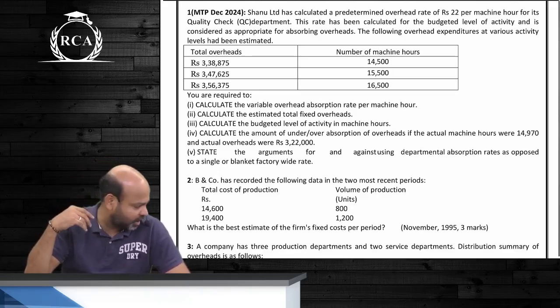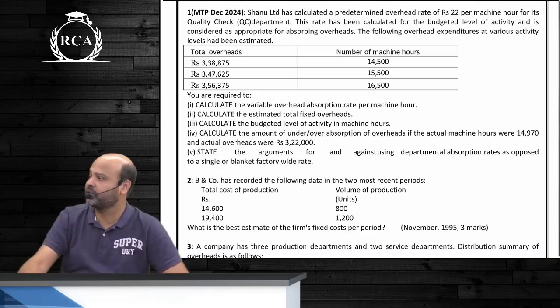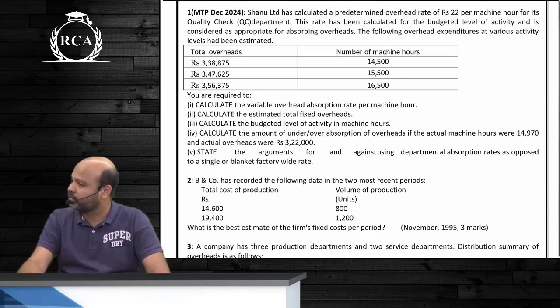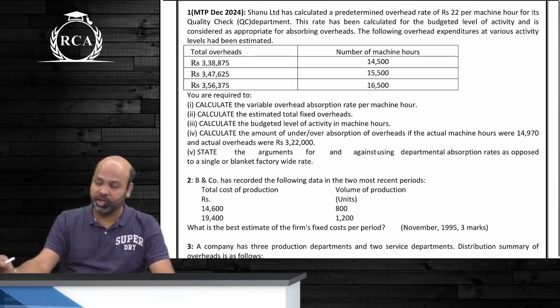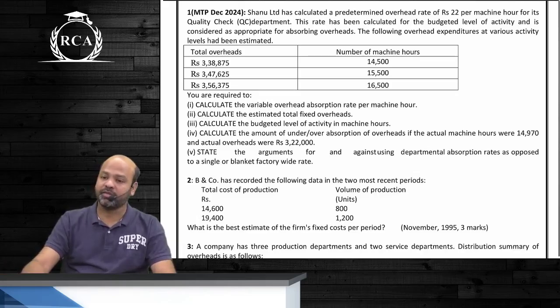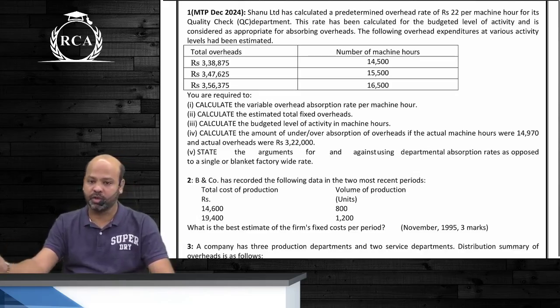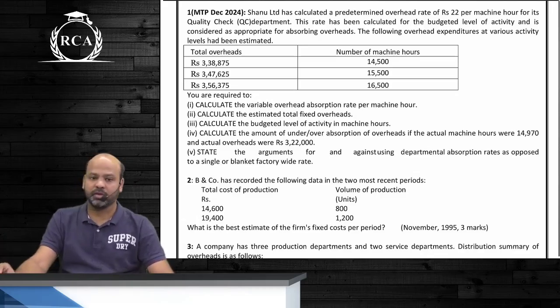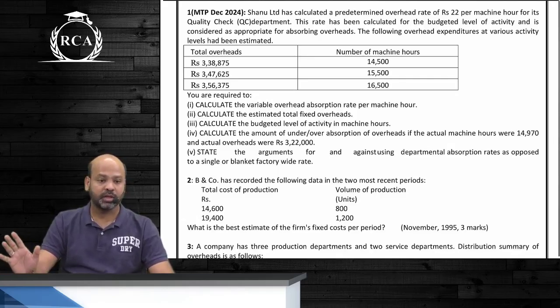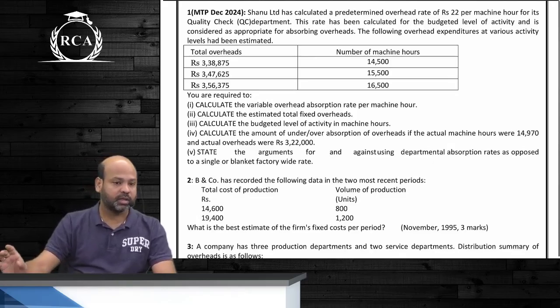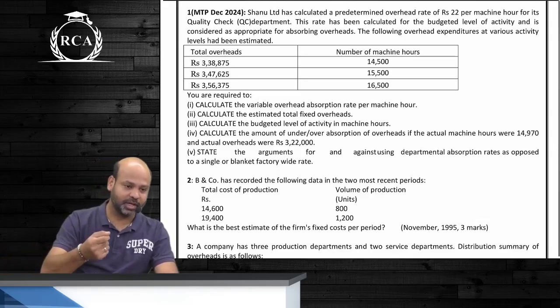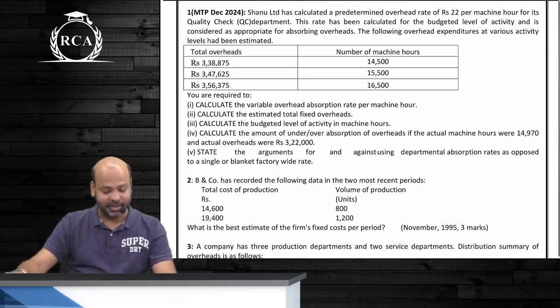Total overheads, guys, have been given, beta, at different activity levels. The information is not for different departments. Meaning, if the number of machine hours are 14,500, overheads will be 3,38,875. If the number of machine hours are 15,500, overheads would be 3 lakh something, and so on. Is it understood or not? Yes or no, kids? Based on this, you will have to determine how much is variable, how much is fixed. As simple as that. Pragati, how do we? Sorry, beta. Knock, knock. Pragati, are you ready? Now, how much is variable, how much is fixed?